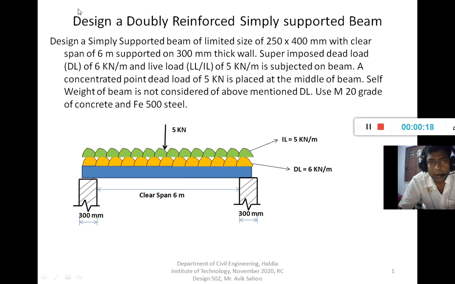You know that in a singly reinforced section we apply the reinforcement in the tensile zone, but in a doubly reinforced section the reinforcement is used on both sides, meaning the tensile zone as well as the compressive zone.